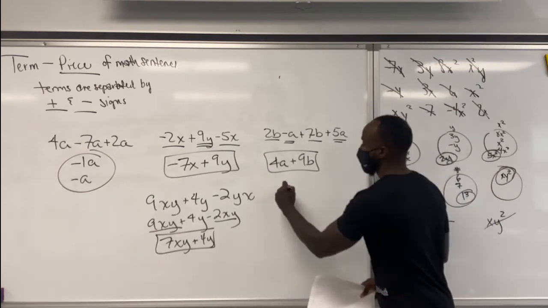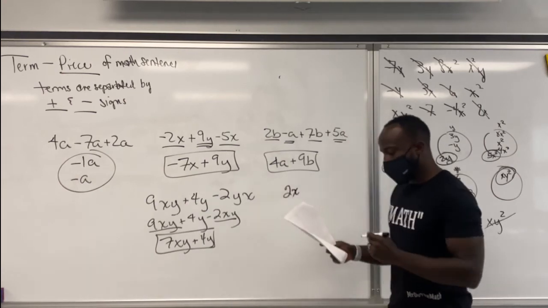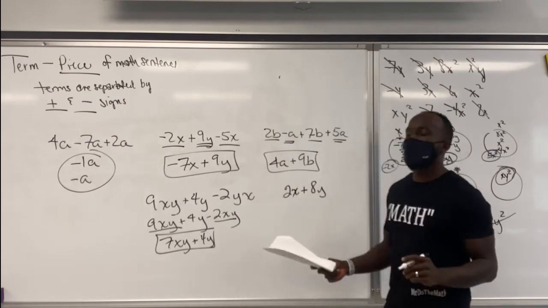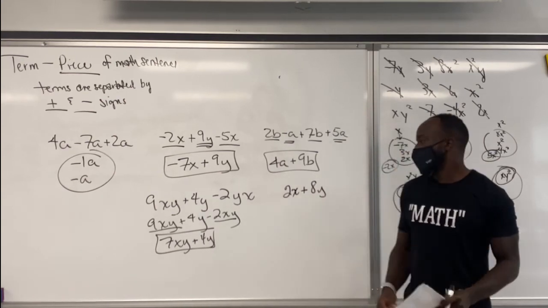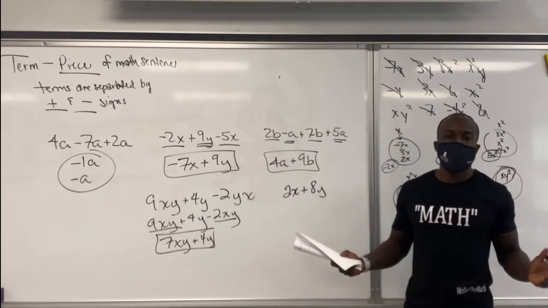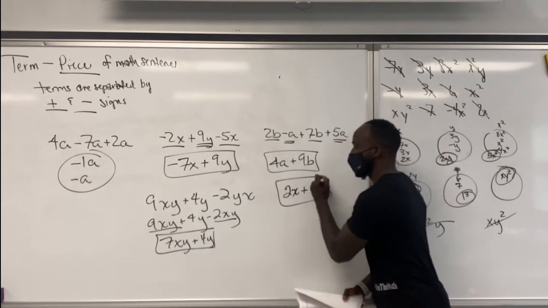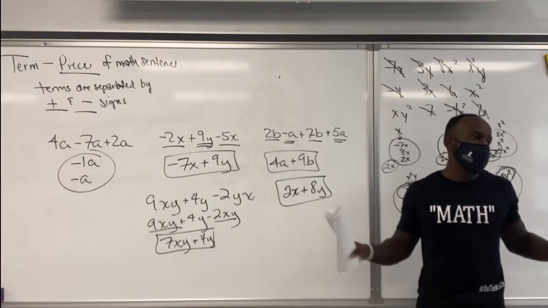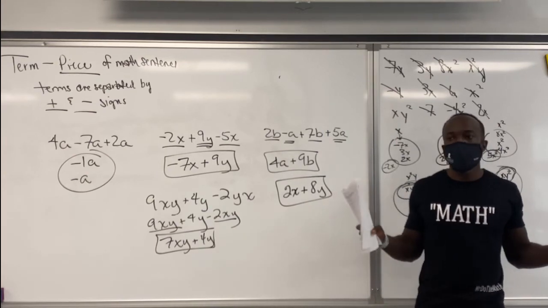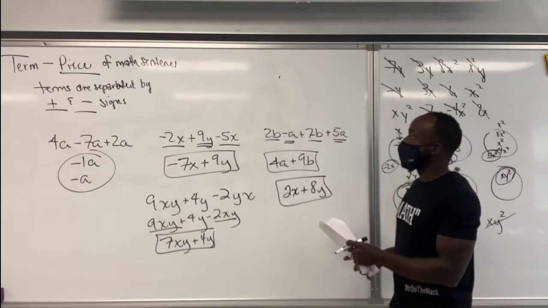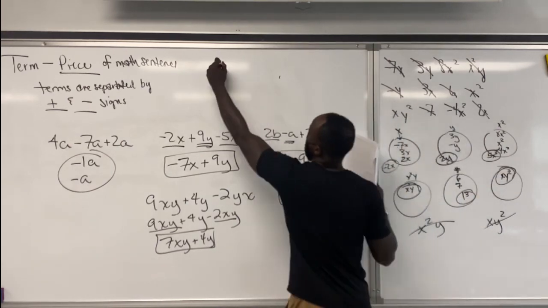The next one. 2x plus 8y. Where are the like terms? There are none. This is your answer. Since there are no like terms, you can't do any math. All right? Let's do this last example and then we're done.